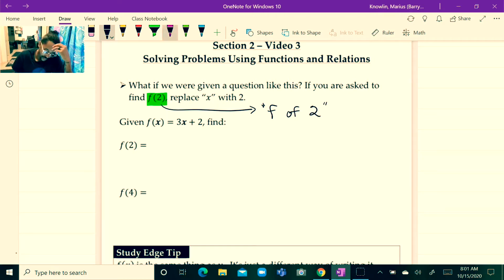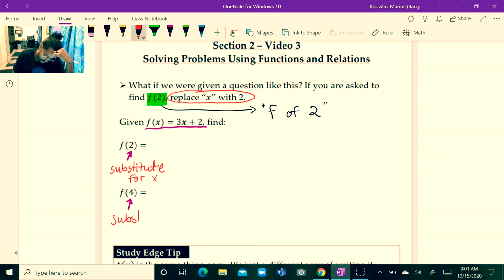And basically what we're doing is replacing or substituting x with 2. So wherever we have our function, instead of x, we're going to replace it with 2. So here's our function right here. And each time we're going to substitute this value for x. Substitute for x and substitute for x. So what does that look like?